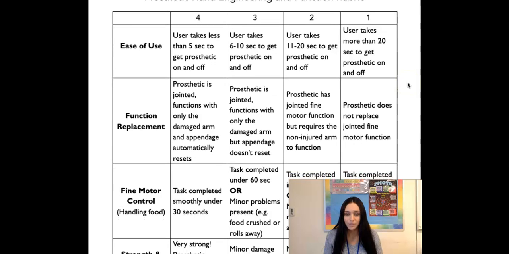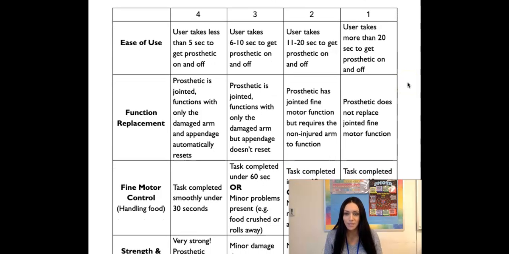The first factor that will be tested for your prototype is the ease of use. Here, we will time how long it takes you to put the prosthetic on and remove it. To get a 3, this process should take between 6 and 10 seconds. To get a 4, this should take less than 5 seconds.